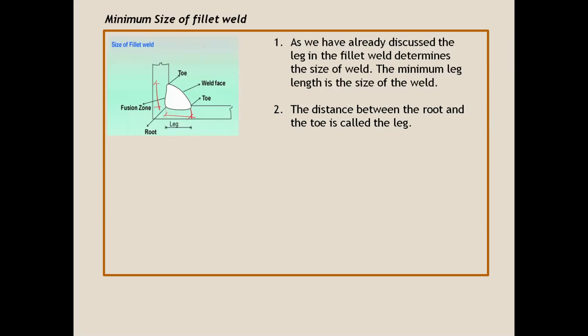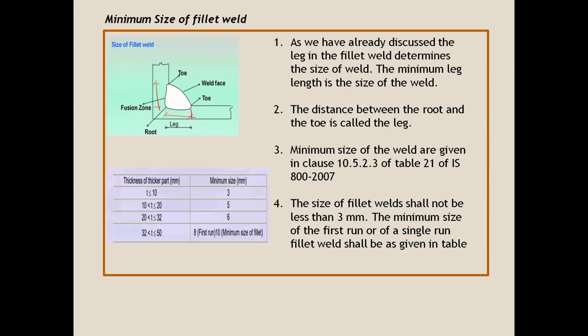Another topic is the design of fillet weld, including the minimum size of fillet weld. The parts already discussed are the toe, weld face, leg, root, and fusion zone. See the diagram for two plates welding.